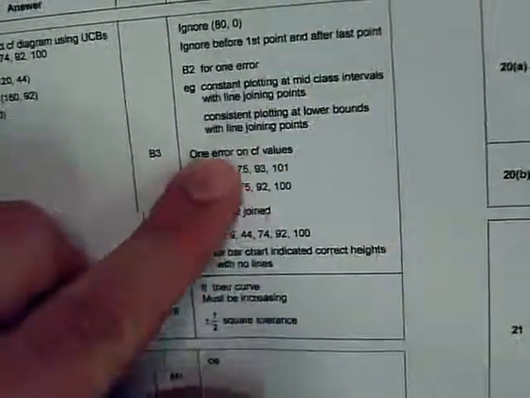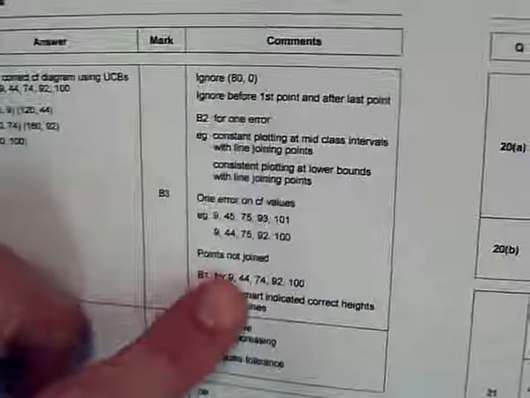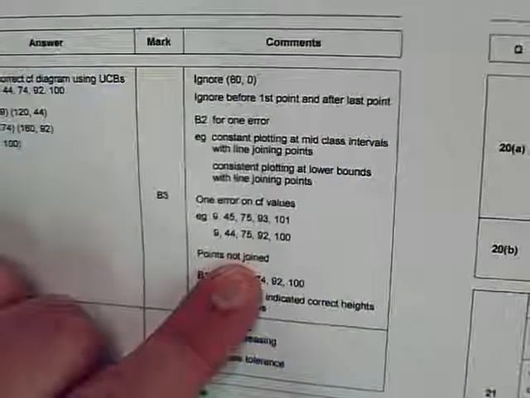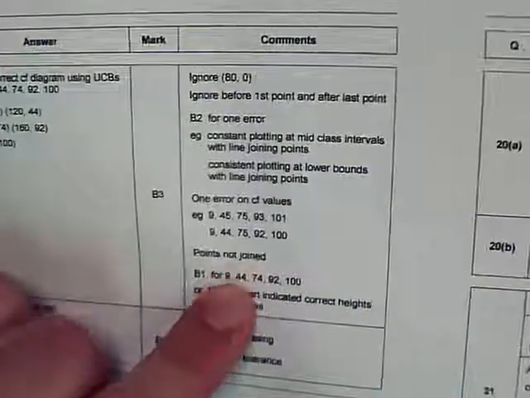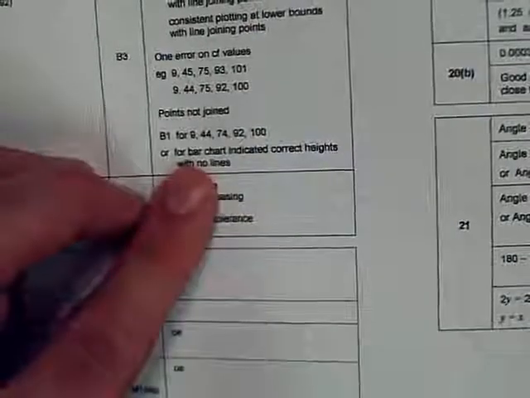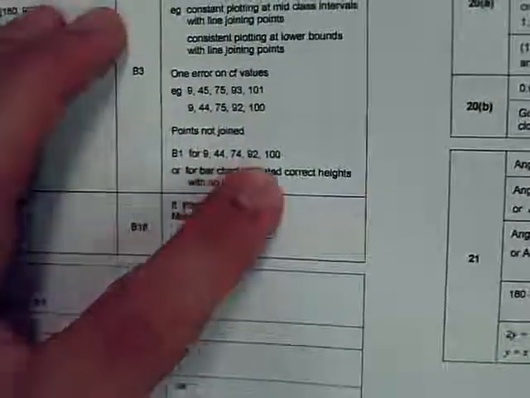If you made an error on your cumulative frequency values, so for example, your values went up to 101, or if you look here, we've got an error, they've put 75 instead of 74, then again you lose 1 mark. If you didn't join the points, you lose 1 mark. And just for 1 mark, if you got these values correct in your table and none of your graph was correct, then you just get 1 mark. Or if you had a bar chart, I saw some people do a bar chart with the correct heights, with no line, so no smooth curve, then you're going to get 1 mark.